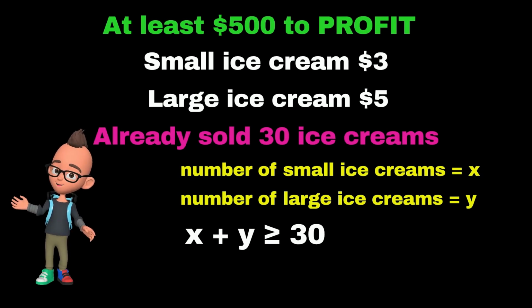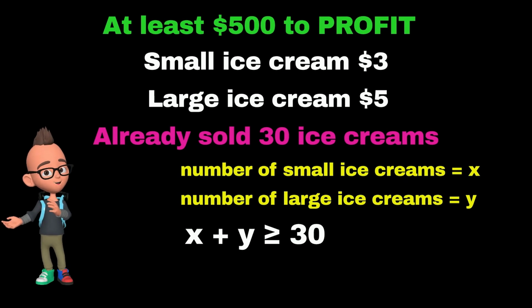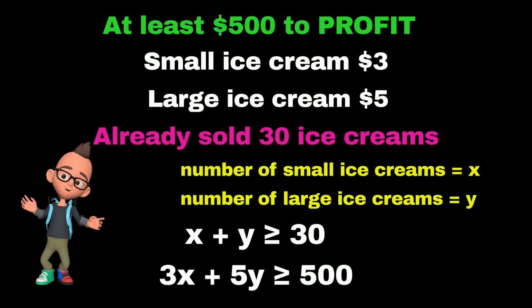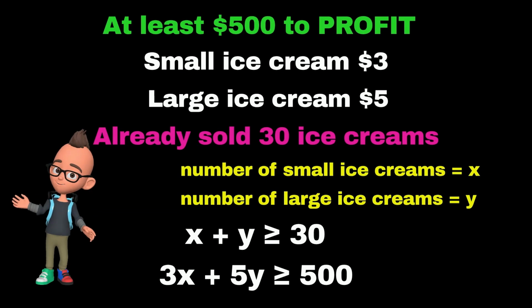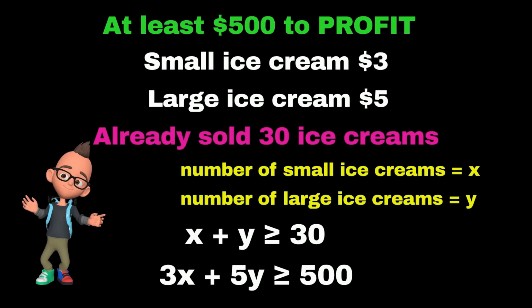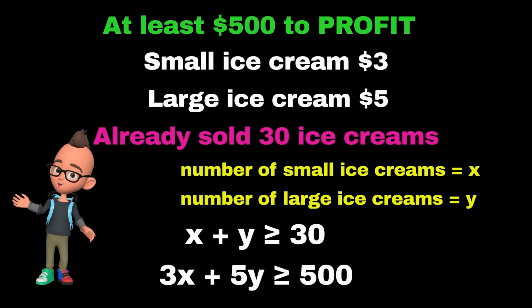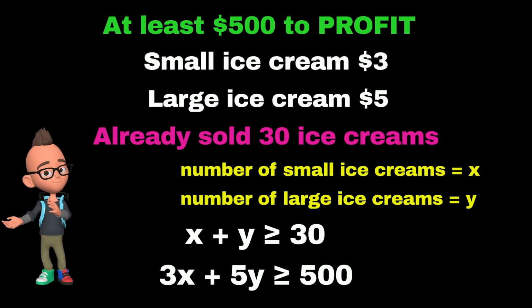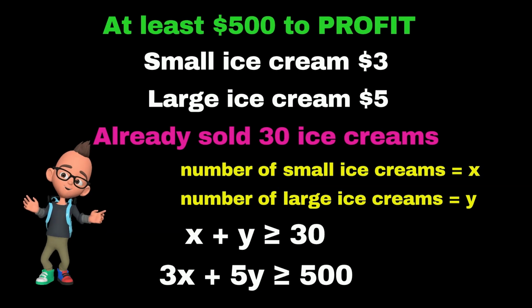The second inequality will be 3x, because the small ice creams are $3 each, plus 5y, because the large ice creams are $5 each, is greater than or equal to 500. This is because he needs at least $500 to profit. What should we do next, Joey?